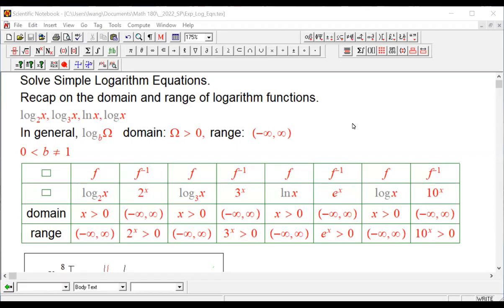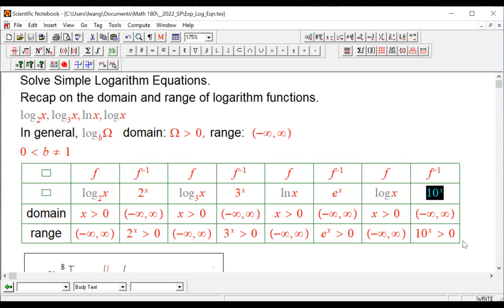Hello, in this lesson, we're going to talk about how to solve simple logarithm equations. Before we do that, we'd like to recap on the domain and range of logarithm functions. We have studied these functions and we understand the relationship between the logarithm functions and their inverse. So logarithm function base 2 and its inverse 2 to the power x. One's domain is the other's range and vice versa. So these pairs have been studied by us in the past.